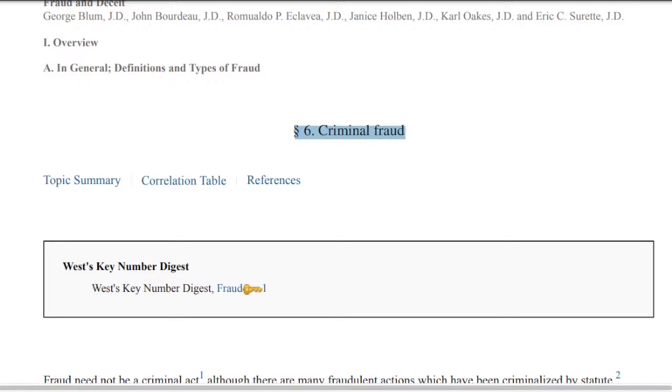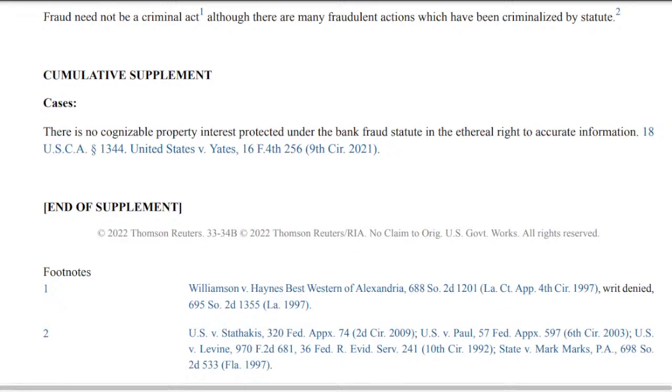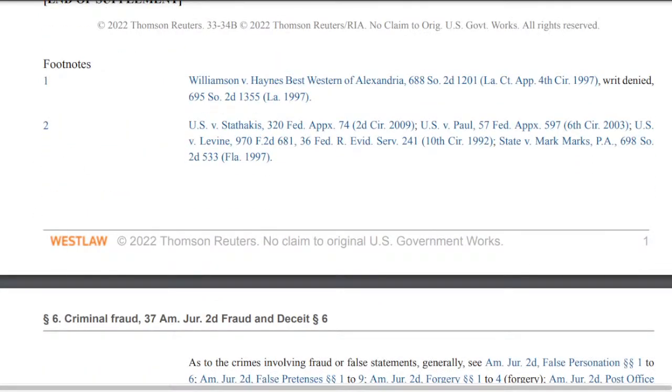Criminal fraud, section 6. Fraud need not be a criminal act, although there are many fraudulent actions which have been criminalized by statute. Cases. There is no cognizable property interest protected under the bank fraud statute in the ethereal right to accurate information. So nothing criminal there. 2021, so very current stuff in the U.S. Circuit of Appeals there, it looks like.